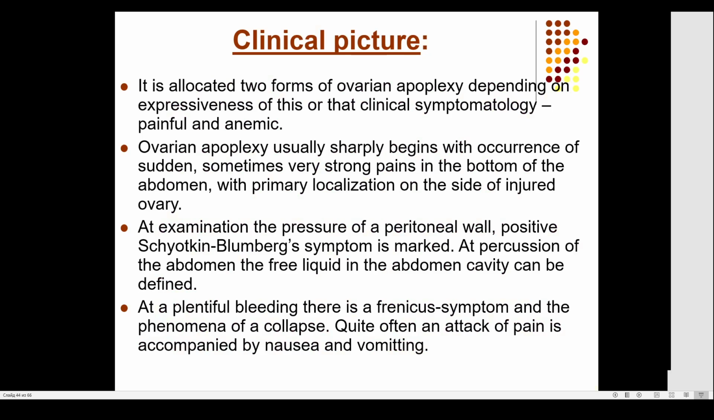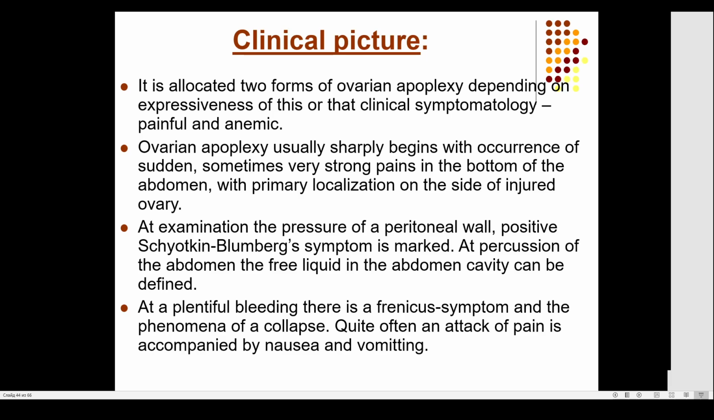Clinical picture. There are two forms of ovarian apoplexy depending on the expressiveness of this or that clinical symptomatology: the painful and the anemic form. And sometimes we speak about a third form, the mixed form, when both pain and anemic signs are present. Ovarian apoplexy usually begins sharply with sudden, sometimes very strong pains in the lower abdomen, with primary localization on the side of the injured ovary.